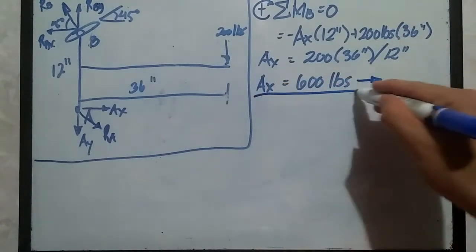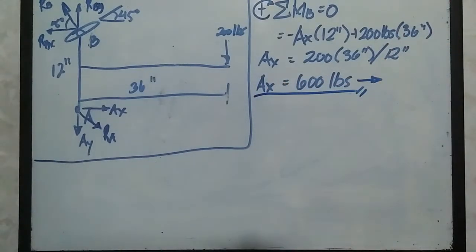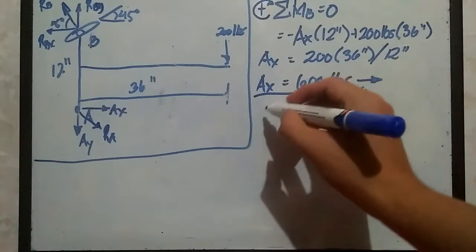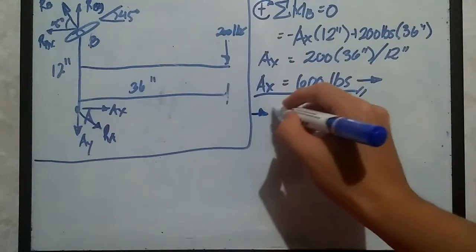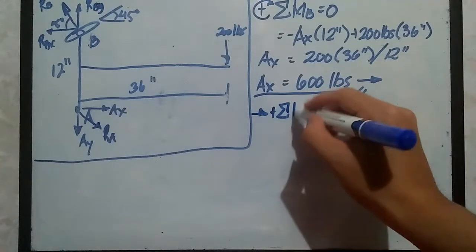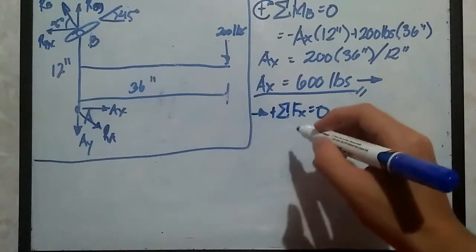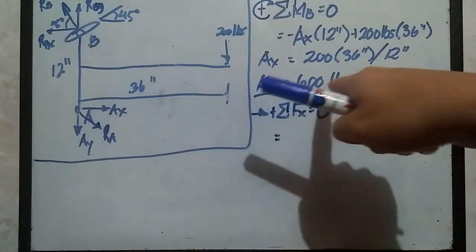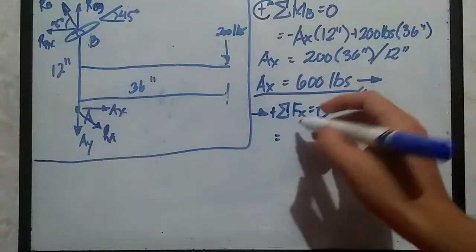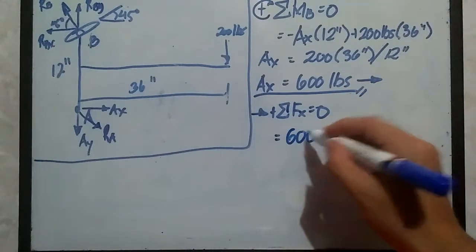Okay, so that's for A sub x. And the next one is, let's try to apply the summation of forces at the horizontal axis. All of the forces going to the right is positive. Summation of forces at the x axis, we have this A sub x, 600 pounds. So that should be positive 600.